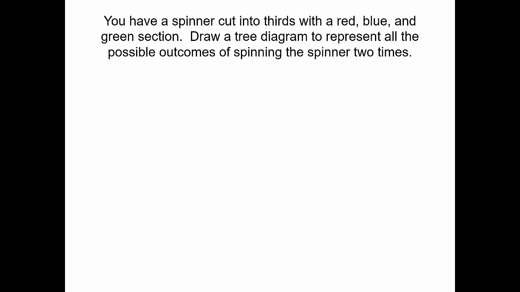Now that you have your tree diagram, you can follow through your possible outcomes. So you should be able to look at your tree diagram and see that you have a red, red as an outcome, a red, blue as an outcome, a red, green as an outcome. You have a blue, red as an outcome, a blue, blue as an outcome, and a blue, green as an outcome. You have a green, red as an outcome. You have a green, blue as an outcome, and you have a green, green as an outcome. So how many total outcomes do we have? We have 9 total outcomes.